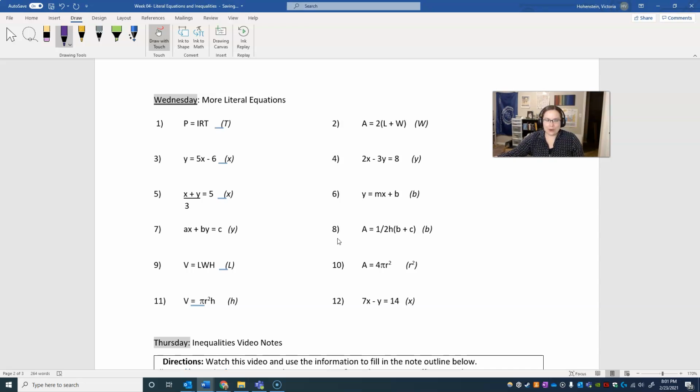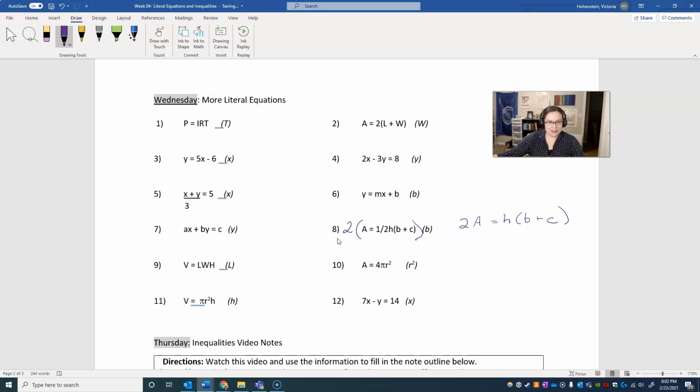I could divide it by 1/2 H, but I honestly don't remember the rules for division when it comes to fractions. So my first step is going to be to multiply everything by 2 to get rid of that fraction. So multiply everything in the parentheses by 2. And when I do that, I get 2A equals 1/2 H goes away. So H, B plus C.